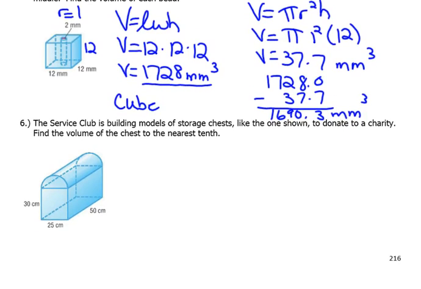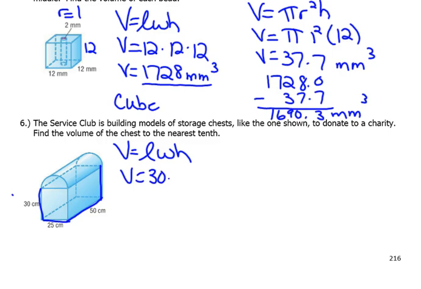A service club is building models of storage chests like the one shown to donate to a charity. Find the volume of the chest to the nearest tenth. On the bottom, I have this rectangular prism. We did that yesterday, length times width times height. Then on top, I've put this half of a cylinder. We'll do that one in a second.